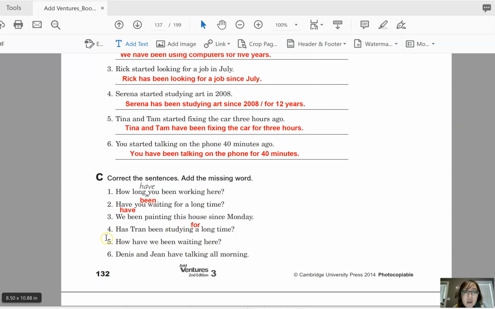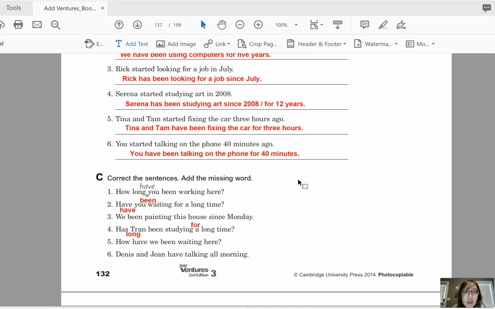Okay, and then number 5, how have we been waiting here? Okay, so we need to include how long. Let's try that again. How long have we been waiting here? Okay, and then the last one.